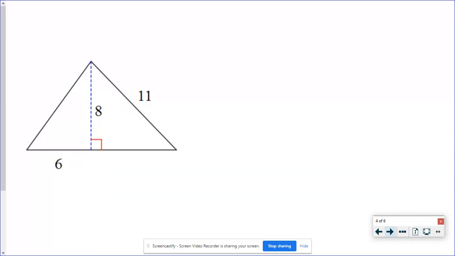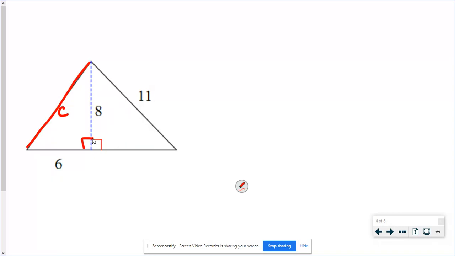Okay, in this triangle, we have on the left side, I guess it doesn't really matter which side you do first. I'm just used to doing the one on the left side first. And again, remember, I do have a right angle here. I have a 6 and an 8. This side that I'm looking for is the C.